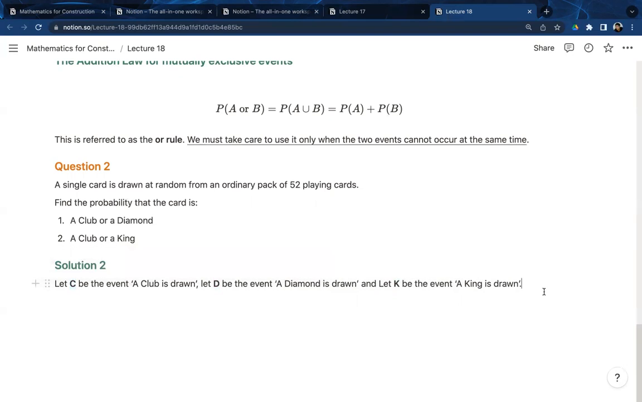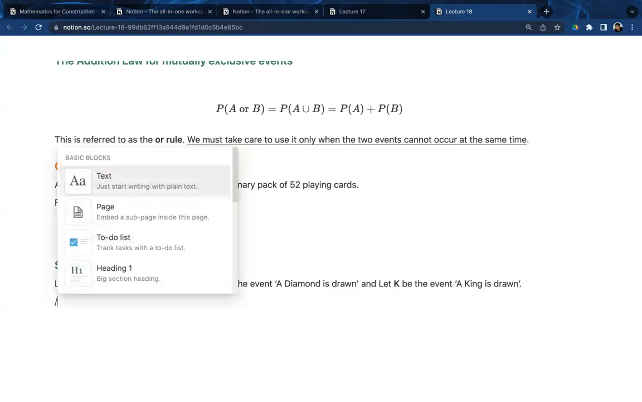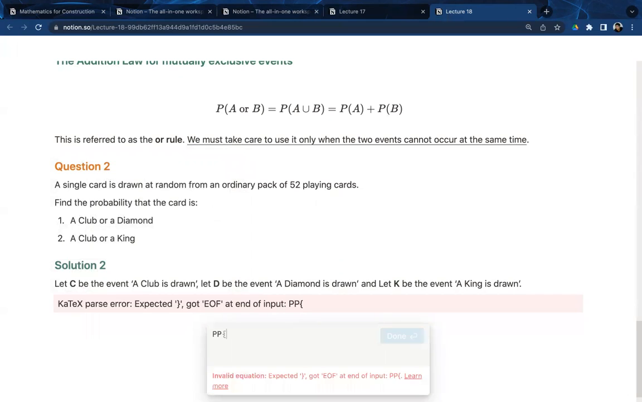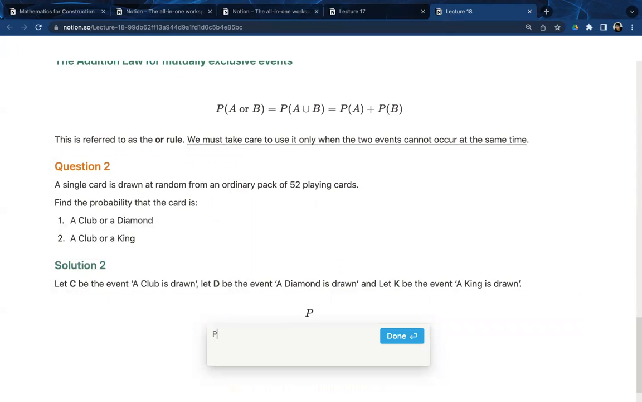Right. So let's find these probabilities, right? What's P of C? What's the probability of getting a club? Remember, you draw one card from 52 cards at random, right? Let's say at random.